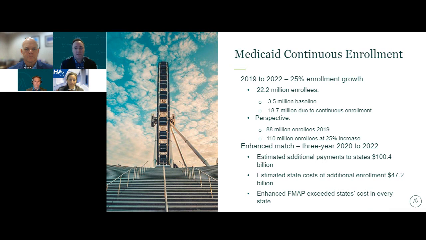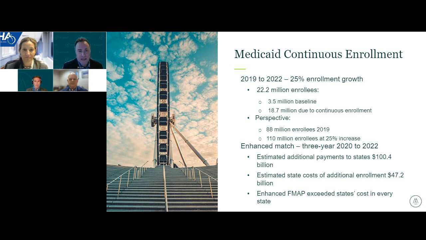And through that, we saw dramatic changes to Medicaid enrollments. The result, 25% enrollment growth to 22.2 million enrollees. That's over a baseline of 3.5 million. So in 2019, we had 88 million enrollees. That grew to 110 million by the end of the public health emergency. Just a dramatic increase. And while states estimated the additional cost of this burden at $47 billion, the enhanced payments that they received through this process were actually close to double that. But I should point out that's in the aggregate. Every state is different with its Medicaid programs, and they all were in different positions as this was carried through.